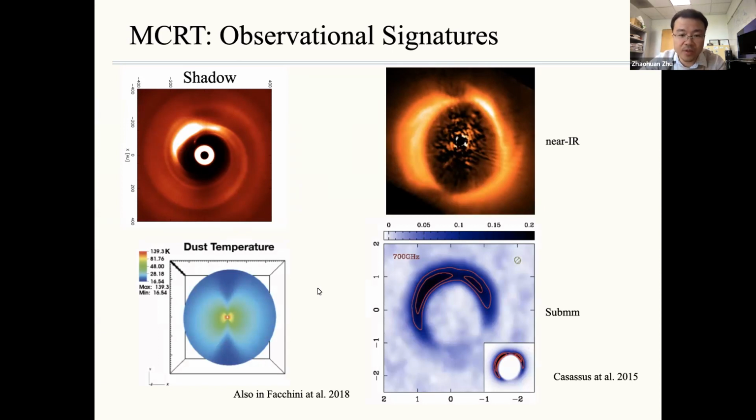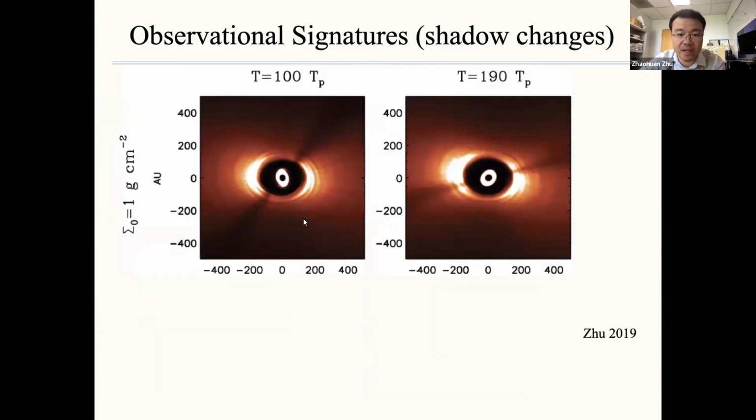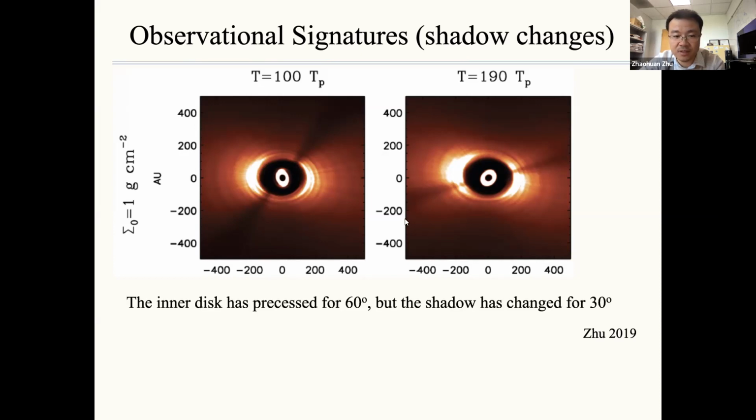Because we are doing these simulations, we could also track how these shadows change with time. Then we find that the shadow does not necessarily move at the same speed as the inner disk precesses. Among these two snapshots, the inner disk has precessed 60 degrees, but the shadow has only changed by 30 degrees. And this turns out to be a geometric effect.